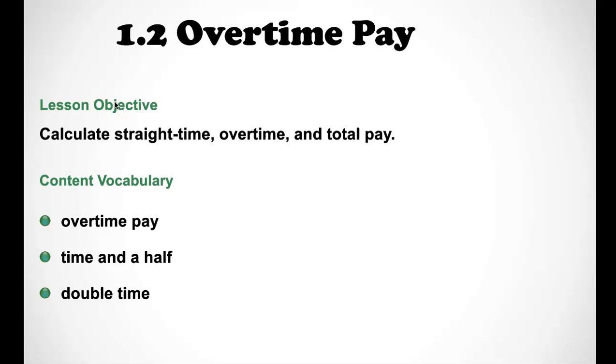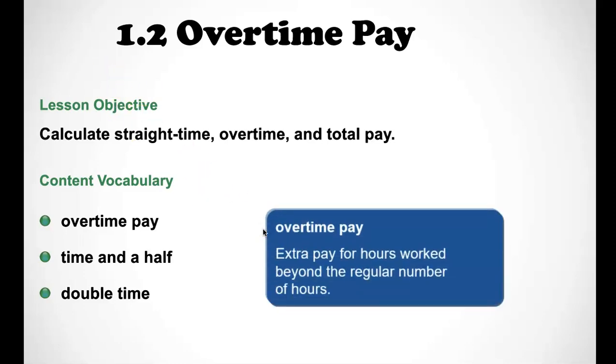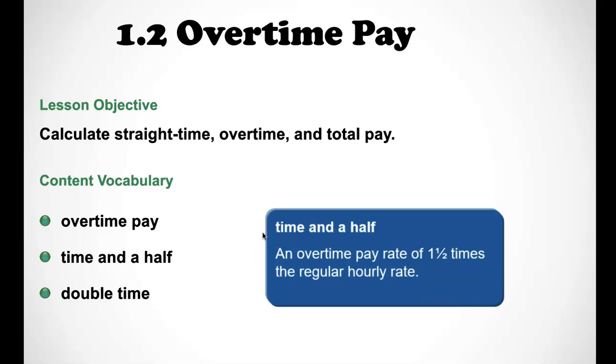So the objective is to calculate straight time pay, overtime pay, and then what total pay you will get. The three vocabulary words for this assignment on your note-taking sheet are overtime pay, which is extra pay for hours worked beyond the regular number of hours. Time and a half is overtime pay rate of 1.5 times the regular hourly rate. And double time, that's when you get twice the regular hourly rate.